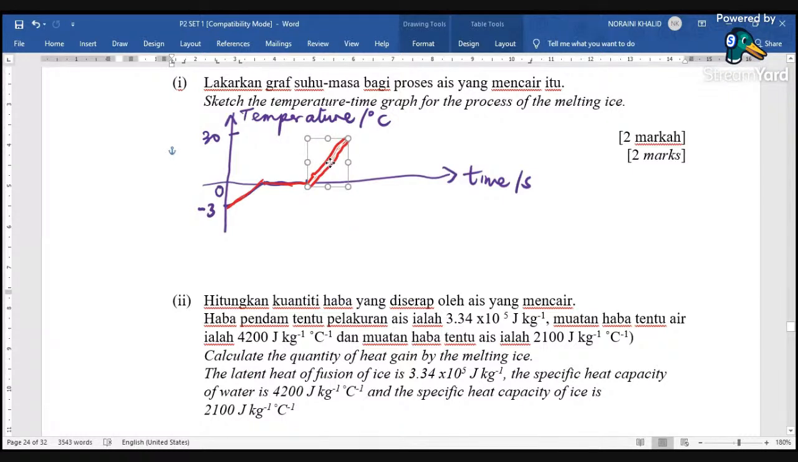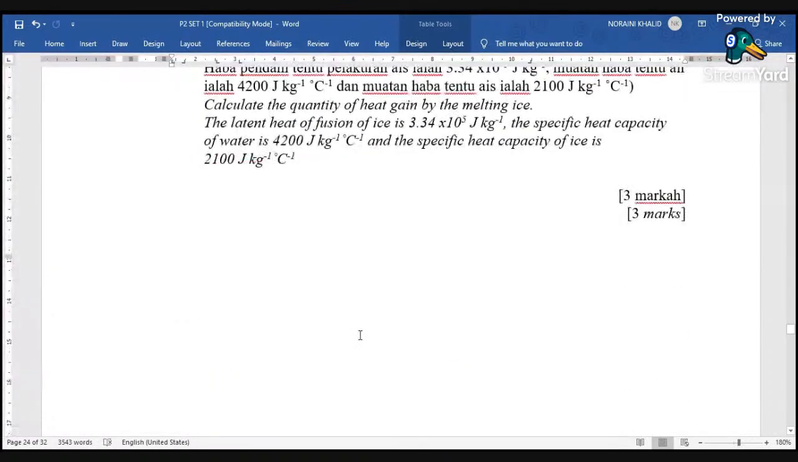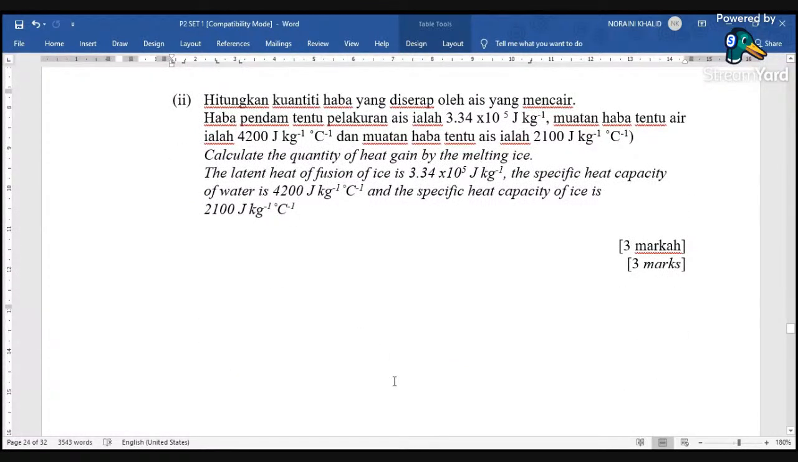Okay, that one is the sketch of the temperature-time graph for melting ice. Part 2, calculate the quantity of heat gained by melting ice. Latent heat of fusion is given. Specific heat capacity of water is given, and also specific heat capacity for ice is given.